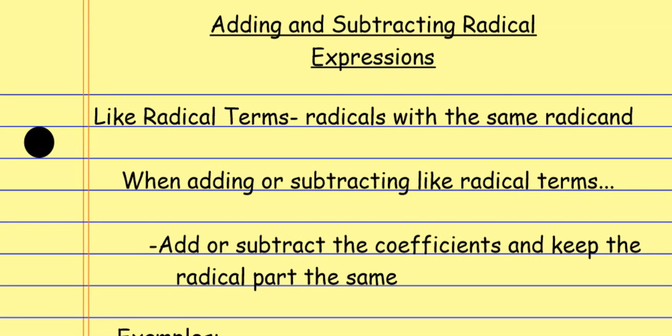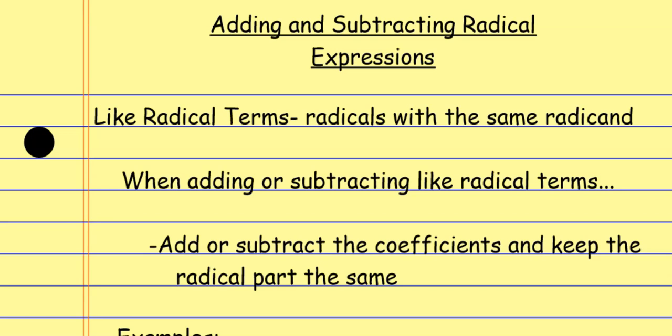So something like radical terms: a square root of 3 and a square root of 3, a square root of 5 and a square root of 5, a cube root of 10 and a cube root of 10. Those would all be like radical terms. So basically the root portion, the radical portion, has to match exactly. And if they match exactly, then we're allowed to add the radicals together.